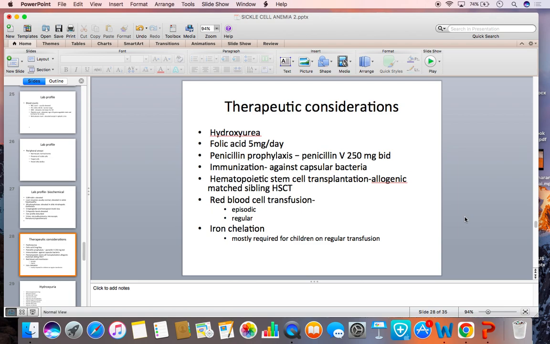You have got the hydroxyurea, folic acid, penicillin prophylaxis, immunization against capsular bacteria, hemopoietic stem cell transplantation, okay, red blood cell transfusion could be episodic or regular. Iron chelation ultimately is required in the children going on regular transfusions. These are the therapeutic plans in a child with sickle cell disease.